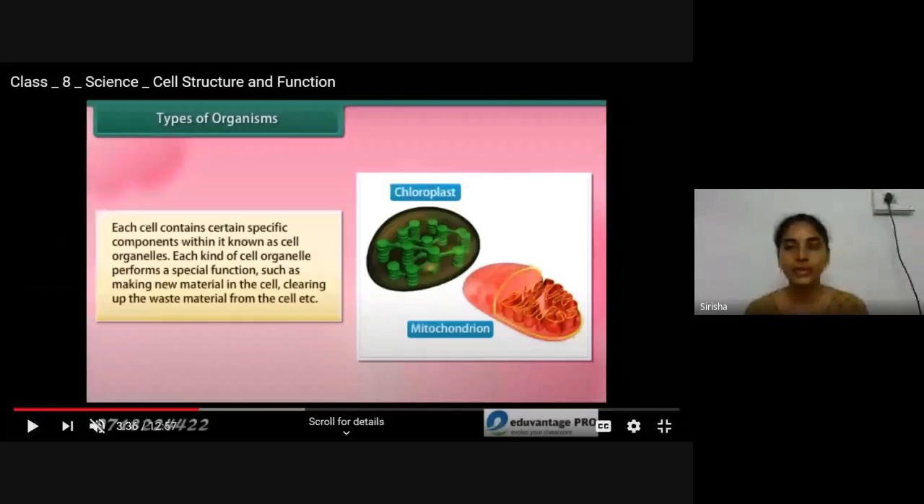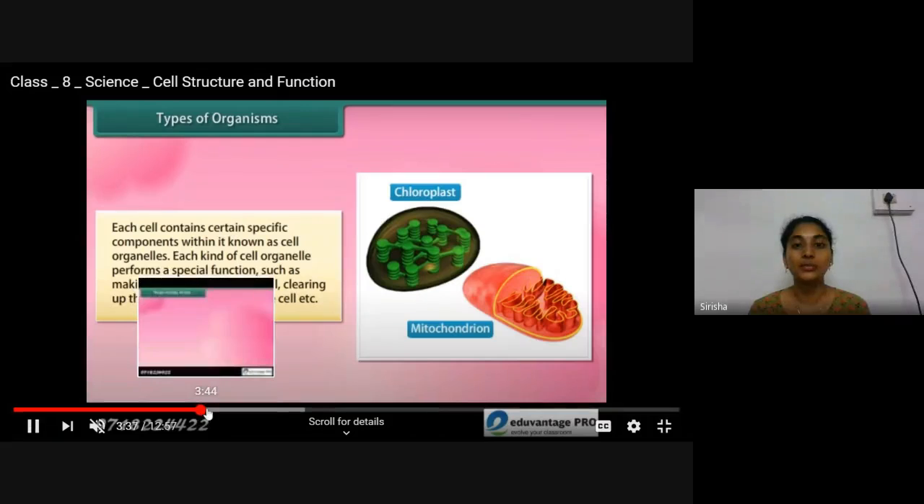Chloroplast, which is green in color, is present in the leaves. So leaves synthesize food material in the form of carbohydrates by the utilization of sunlight. Next, mitochondria. What is the function of mitochondria? They are called the powerhouses of the cell. They oxidize the food material which goes inside, and so they are called the powerhouses of the cell.